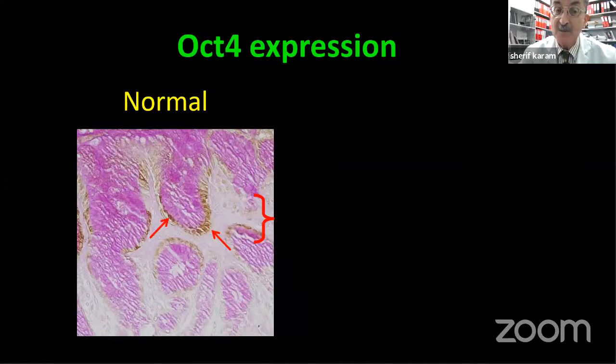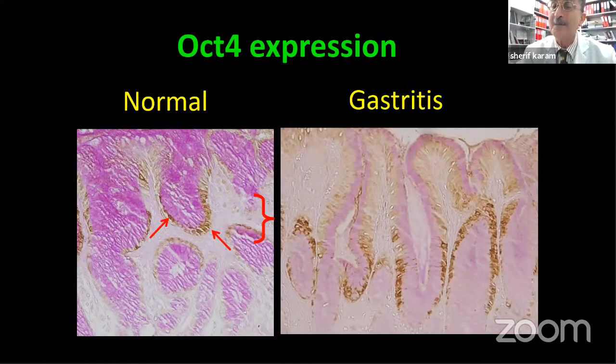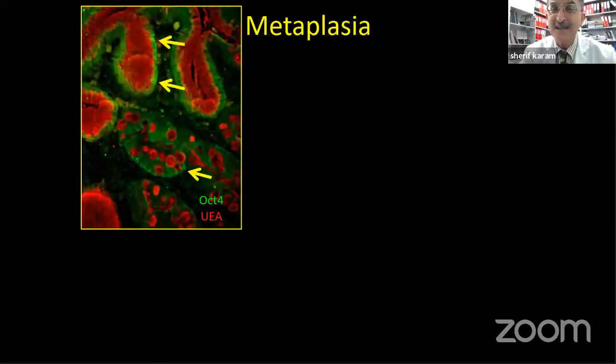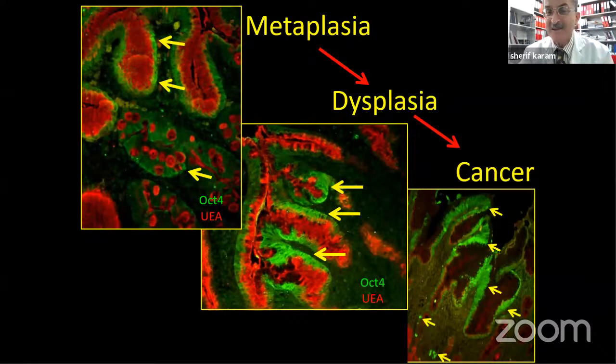And we found that in the normal tissue, there are some OCT4 labeled cells. They are not numerous, but there are some. And they are found in the bottom of the gastric pits. And in the gastritis patient, these cells are much more, and they expand in the gastric mucosa. And in the metaplastic patient and dysplastic patients, it is even more. And in the gastric cancer patient, this is an image taken at lower magnification as compared to these. It shows that the cells, even at the surface, express OCT4, and deep in the mucosa, you can see also some scattered OCT4 labeled cells.